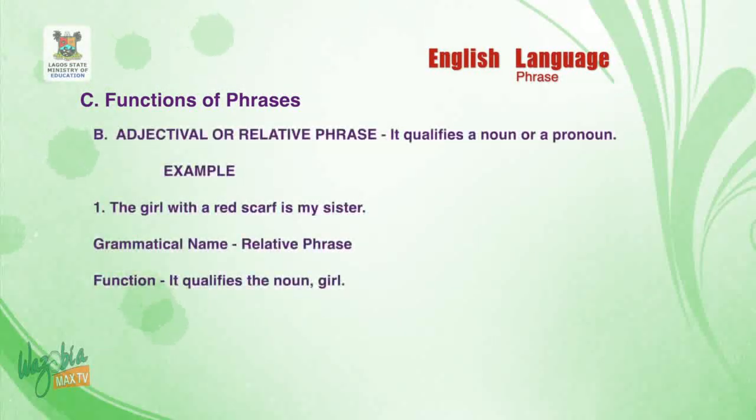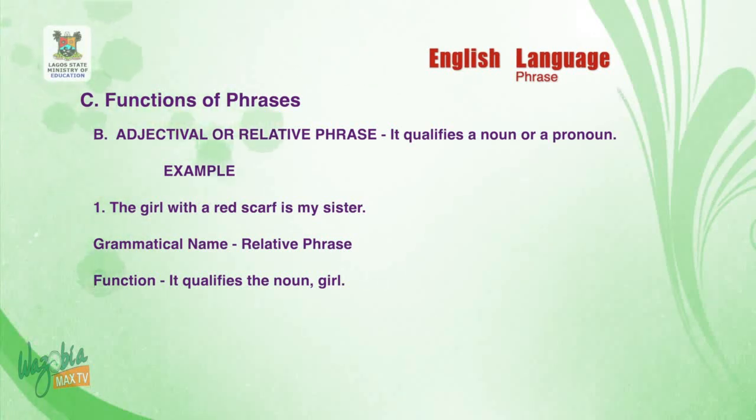Now, adjectival phrase. This one qualifies a noun or a pronoun. For example, the girl with a red scarf. Grammatical name, adjectival phrase; function, it qualifies the noun girl. These are the two types we are going to discuss now. And when I come back, I'm going to discuss adverbial phrase.